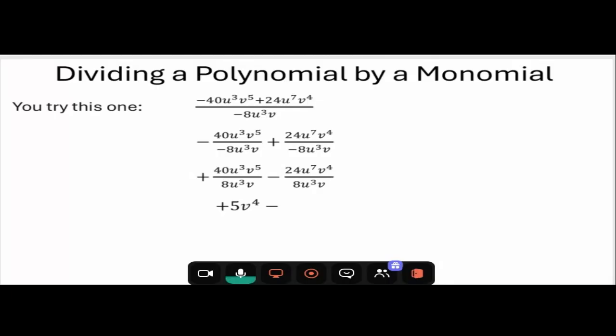Minus 24 divided by 8, 3. U to the 7th over u cubed, that leaves u to the 4th on the top. V to the 4th over v to the 1 leaves v cubed on the top, like so. That would be my recommendation for how to tackle that one. Oh, and then we don't need that there. There's that plus sign we wrote out front, but of course, that particular plus sign we don't need to write in our final answer.